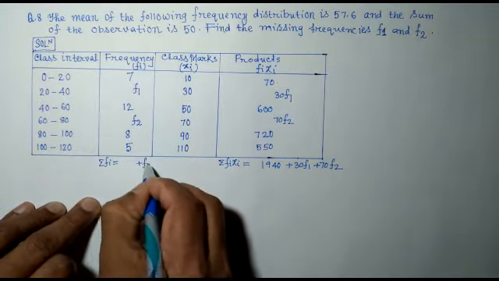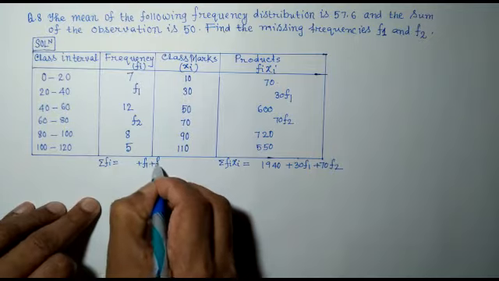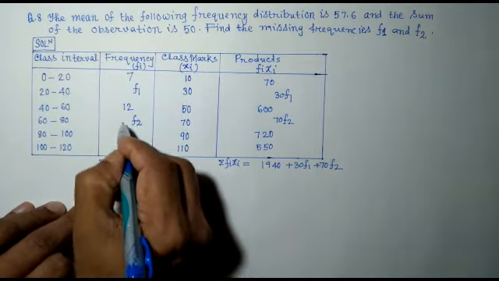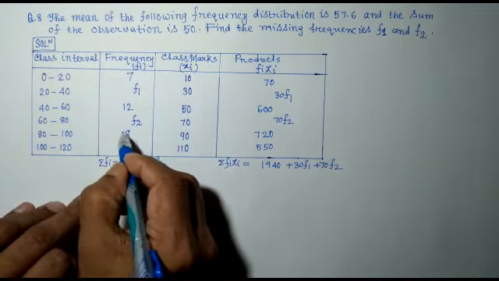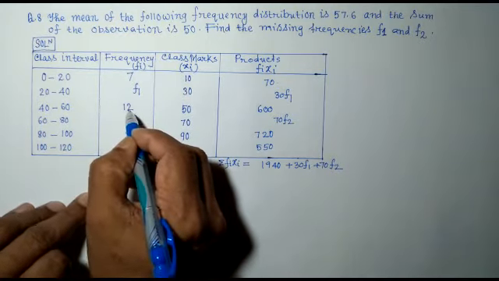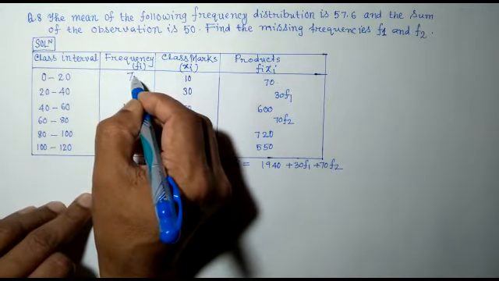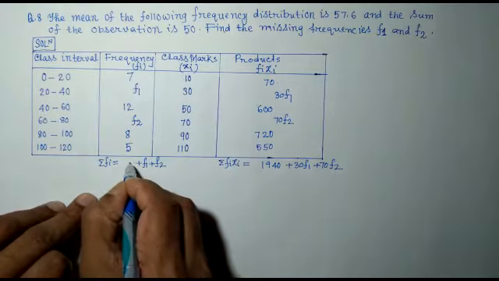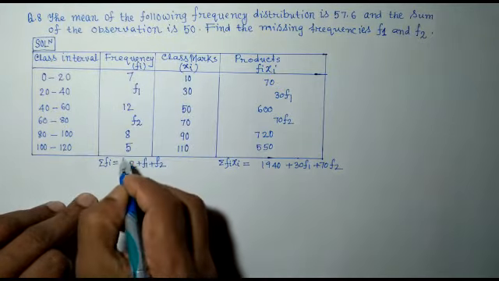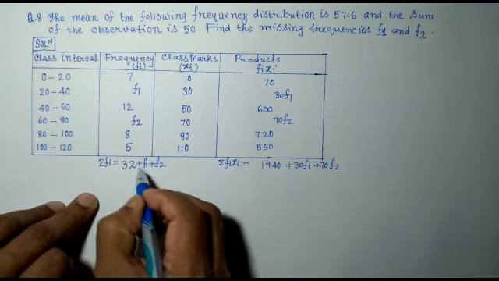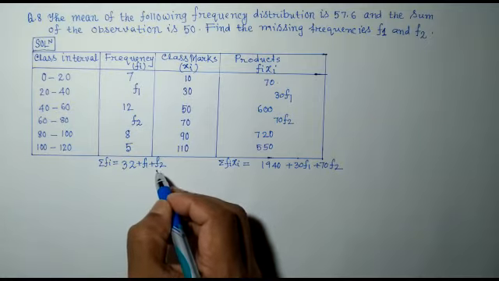We write here f1 plus f2. Then these numbers we have to add. 5 plus 8, 13 plus 2, 15 plus 7 is 22. Here is 2 and carry 1. 2 plus 1 is 3, so 32. 32 plus f1 plus f2.